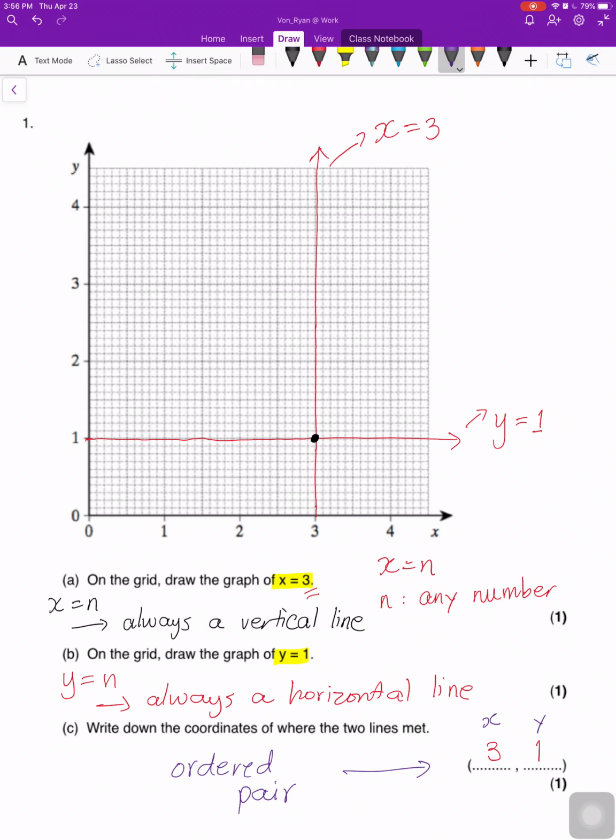So that's how you draw linear plots or linear graphs when you have equations of the form x equals n or y equals n. Feel free to pause the video so you can take down notes.